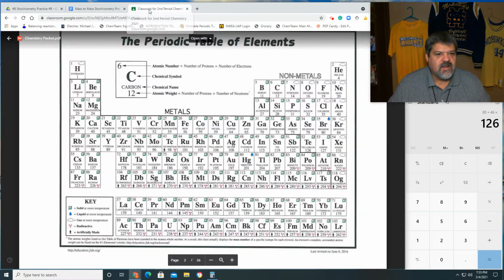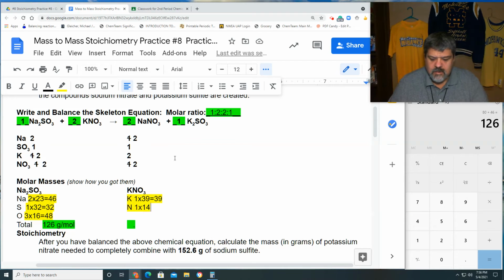So let's double check that again. Nitrogen's right here. It is 14. Okay, and so that's going to equal 14. And then my next one is going to be oxygen. And so we have oxygen, and we have that 3 times. That's 16. And as we head over here, it's going to be 48. And that's going to equal 48.